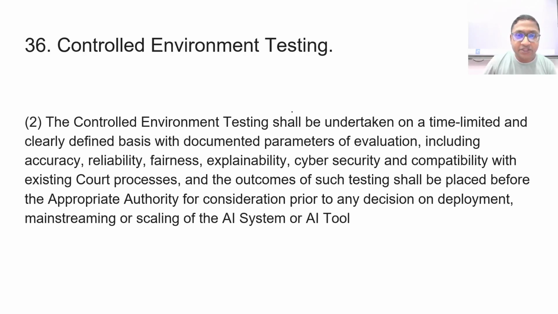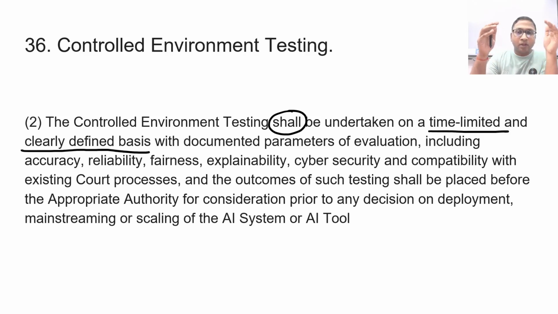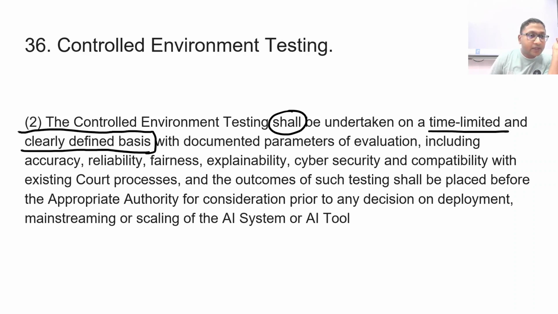Now, the controlled environment testing shall be undertaken on a time limited and clearly defined basis, right? So one cannot take forever. So a controlled environment testing must be done on a time limited and clearly defined basis. So it cannot be that anybody comes to us and says, why don't you just test our AI in the controlled environment? Staff, AI Secretariat may not have time to do that, right? So time limited and clearly defined basis. You have to tell me what are the basis for controlled environment testing. So bring the documented parameters of evaluation.